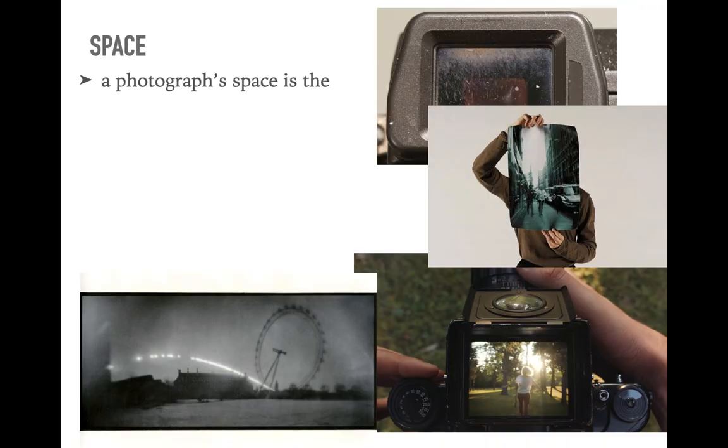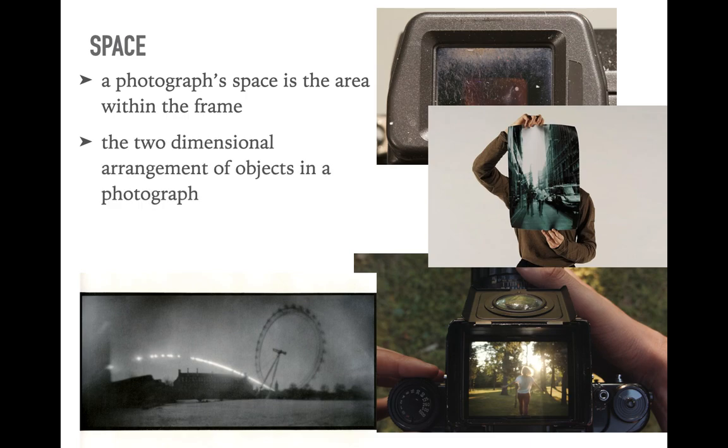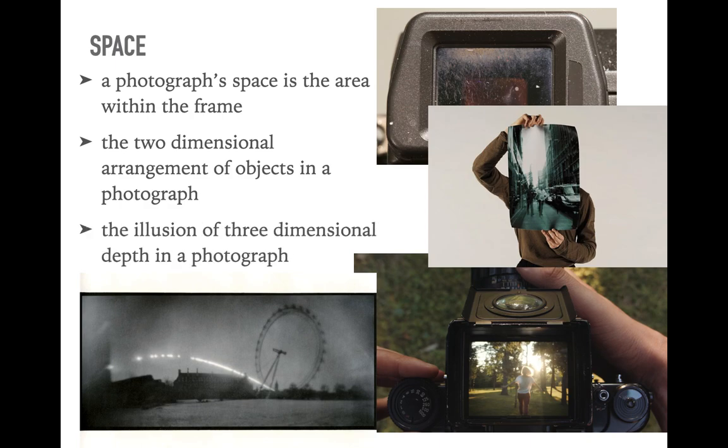Space is a couple different things in photography. First, a photograph's space is the area within the frame. So the picture plane, the rectangle, the viewfinder that you're looking through, that is the space of a photograph. Next, it's the way things are arranged two-dimensionally within that picture plane. And finally, it can also be the illusion of three-dimensional depth in a photograph.